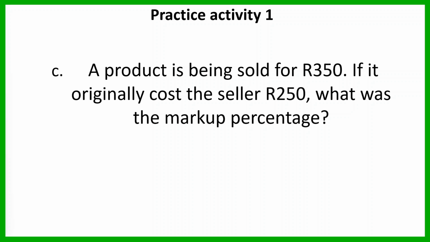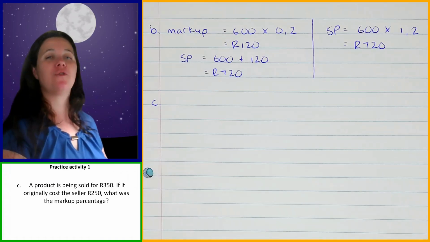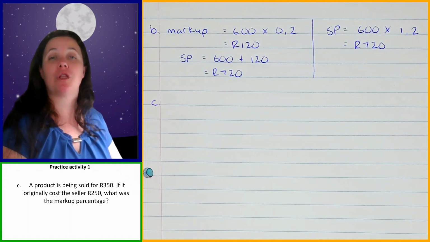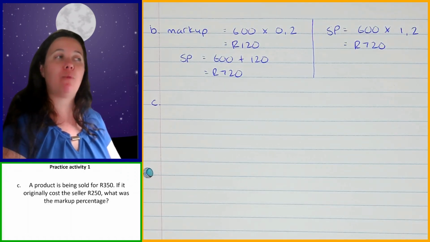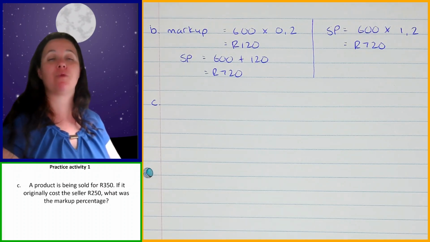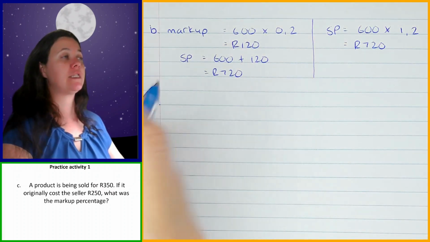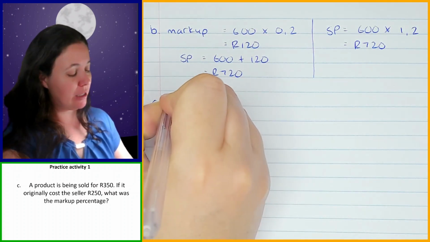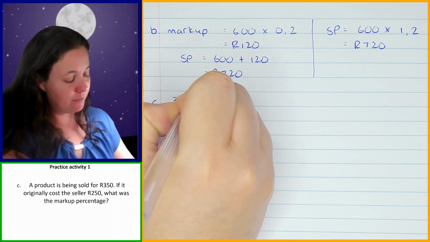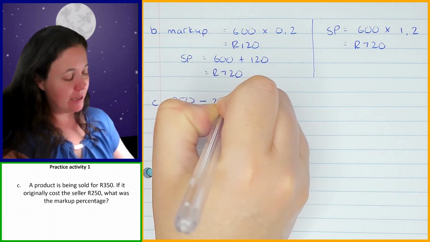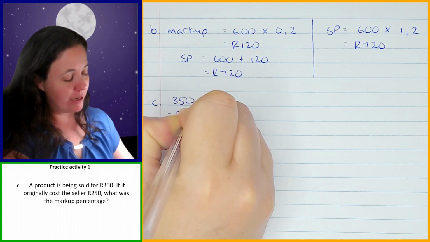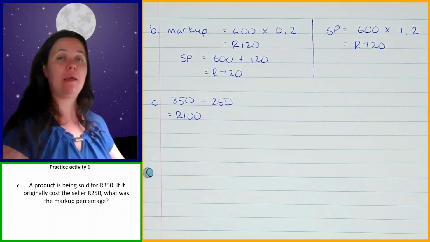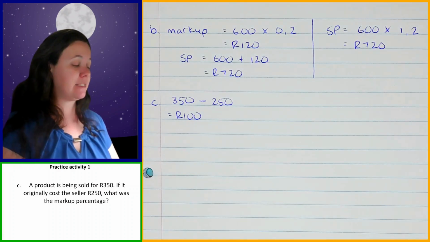Okay, so let's go through that question and see what you should have got. First of all, in order to work out what the markup percentage is, you need to know what the markup is. To work out the markup, we have to take the selling price and the cost price and subtract them to see what the difference is, because that's how much it was marked up by. So it's going to be 350 minus 250, and that gives us a 100 Rand markup. That's how much the seller increased the price by when they were going to sell the product.